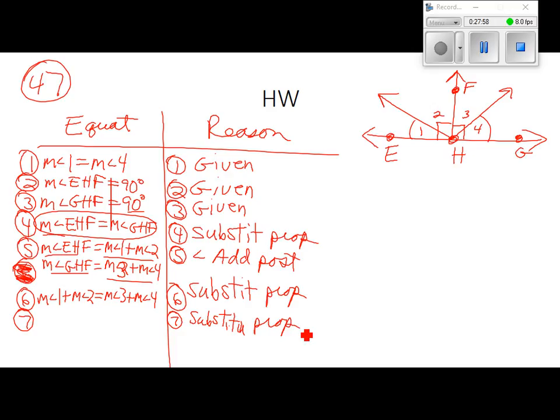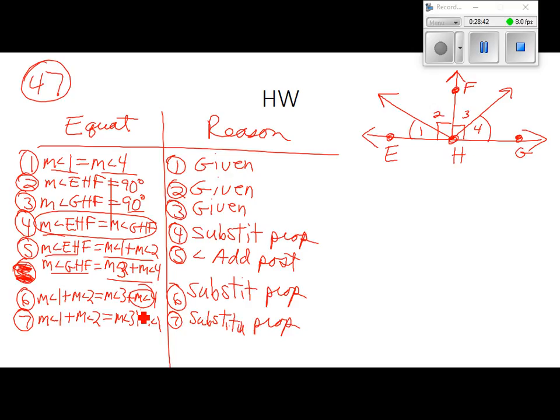Now what we're gonna do here, and this step seems sort of dumb to me, but they do it sometimes. They sort of show their work in this step. They got angle 1 plus angle 2 equals angle 3 plus angle 4. Well, what do we know about angle 1 and angle 4? They're the same. So if I have angle 4 over here, I could take it out and stick what in its place? So I'm going to do this. Measure of angle 1 plus measure of angle 2 equals the measure of angle 3 plus the measure of angle 1.